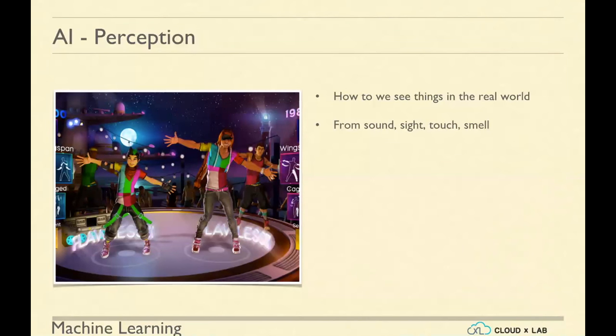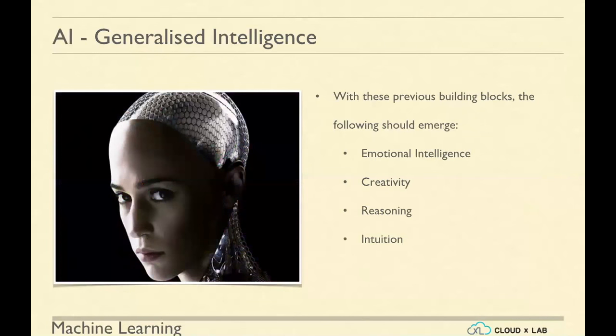Yes, I'll be sharing this slide as well. Now, the next one is perception. How do we sense things in the real world, from sound, touch, smell, or heat and so on. That's perception. Generalized intelligence is another very interesting idea.